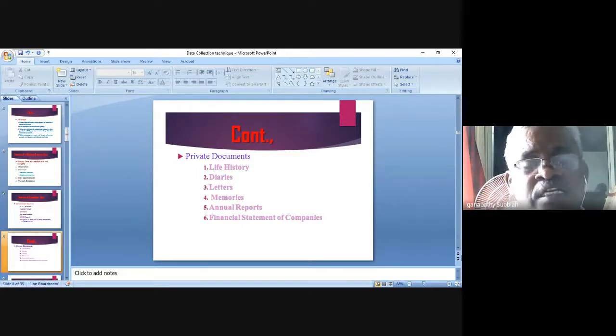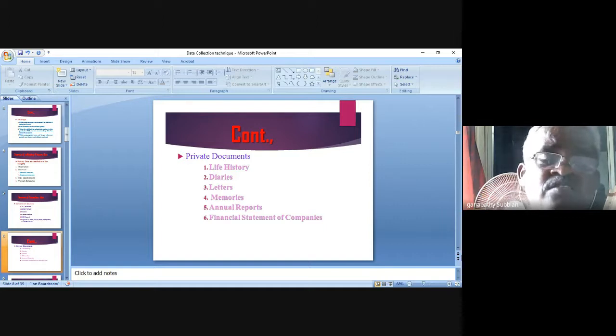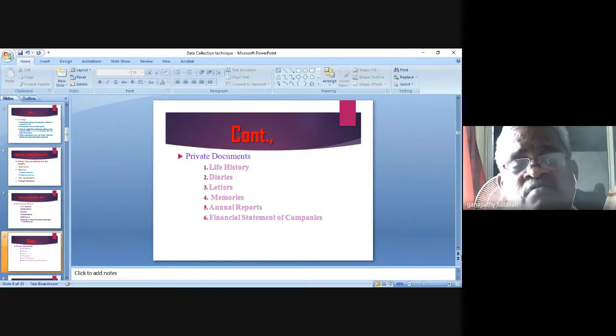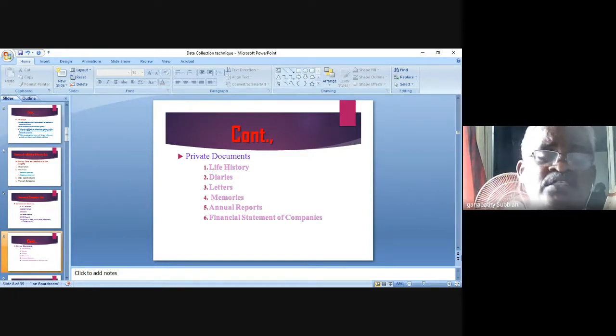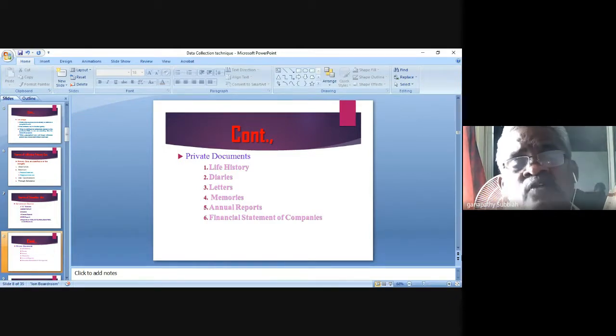The private letters, another authenticated evidence for collecting information by the researcher. Then memories, the recalling of the memories. The information is collected by the researcher. The data relating to the secondary nature.